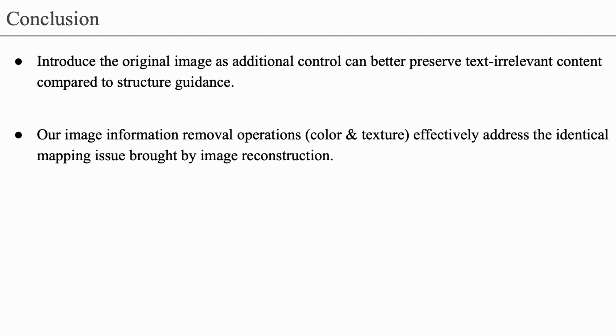Here we list 2 conclusions. First, introducing the original image as additional control can better preserve text-irrelevant content compared to structure guidance. Second, our image information removal effectively addresses the identical mapping issue brought by image reconstruction.